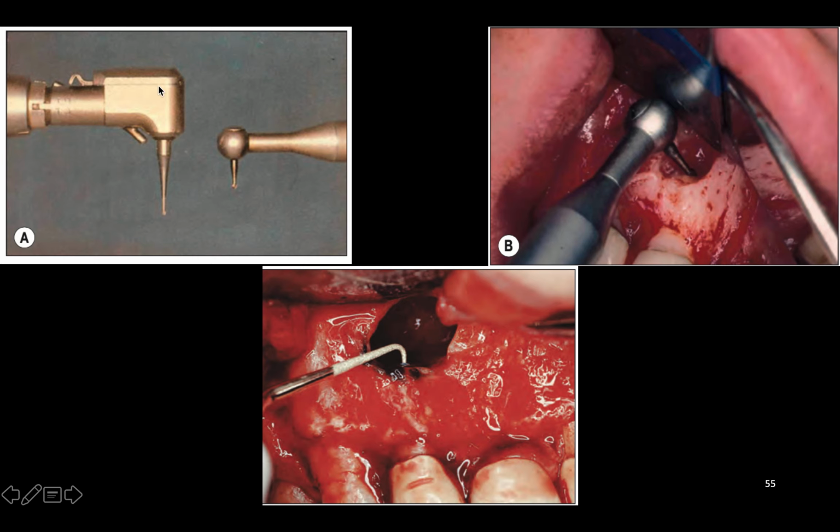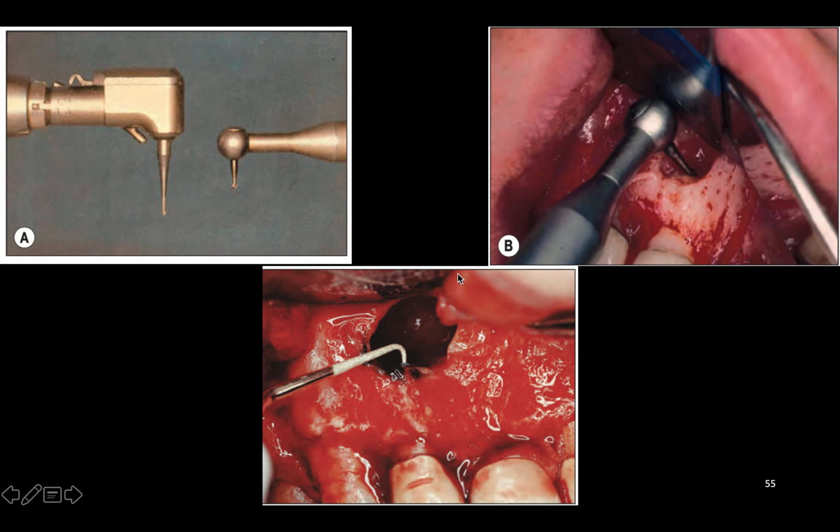So to give you an insight about the traditional and the more modern surgical techniques, this handpiece was used previously to resect the root end. As you can see, it has a large head which will compromise the accessibility and the visibility to the surgical site. These micro handpieces are used now instead, which will give us better access to resect the root end, and then we can easily prepare the root end.